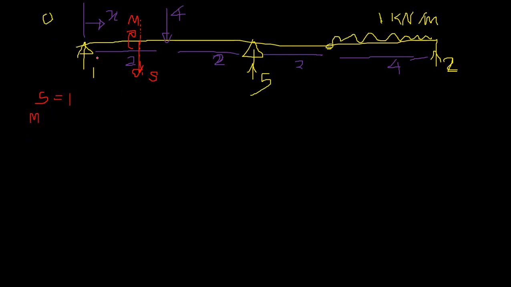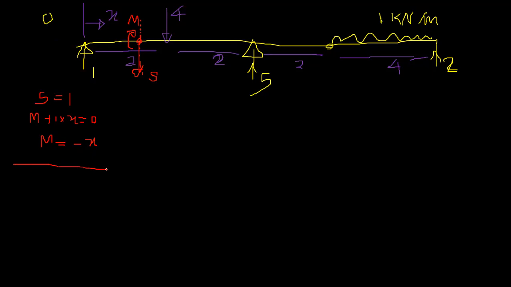And M clockwise plus 1 into x is equal to 0. You are taking moment at this point, so S is not coming, right? So M is minus x. From that moment you can see, if you plug in positive x values, M would be negative. So what does that mean? That's going to be sagging bending moment, right?